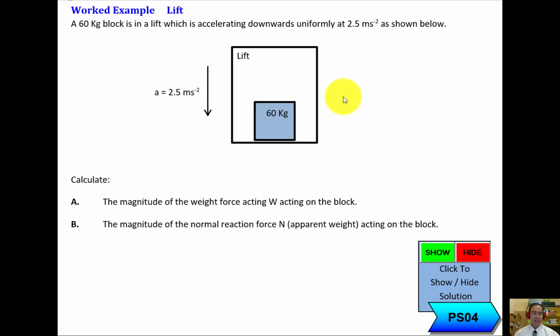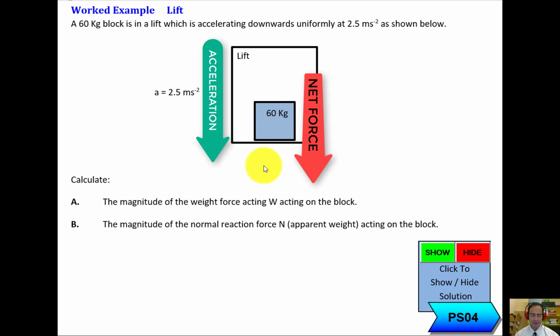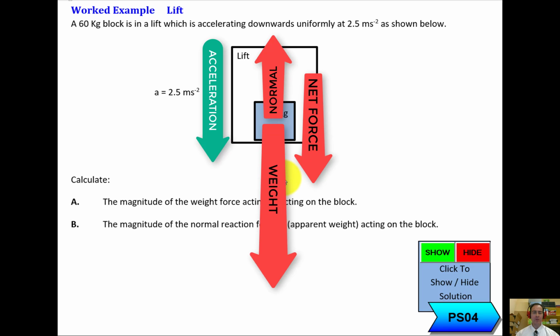Now as the lift accelerates downwards, the net force on the 60 kilogram block, which also accelerates downwards, must necessarily be downwards. This means that the two forces which are usually acting on the block, that is the normal reaction up and the weight down, are no longer in balance. Indeed, the weight has to be larger in size than the normal reaction in order to achieve a net force downwards to create this acceleration.